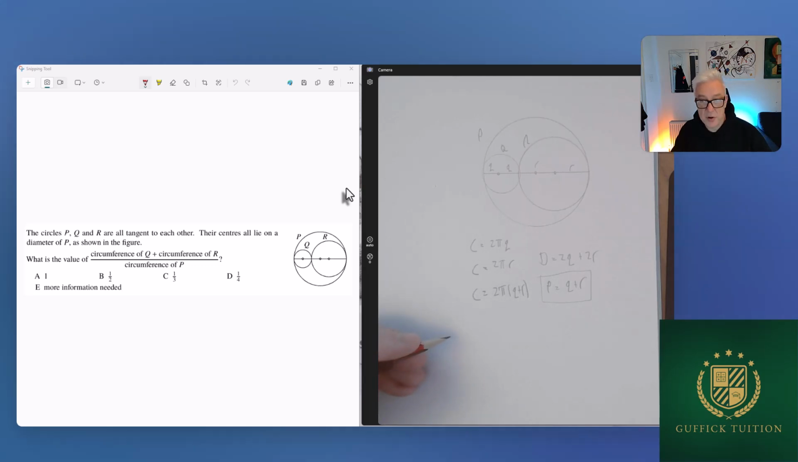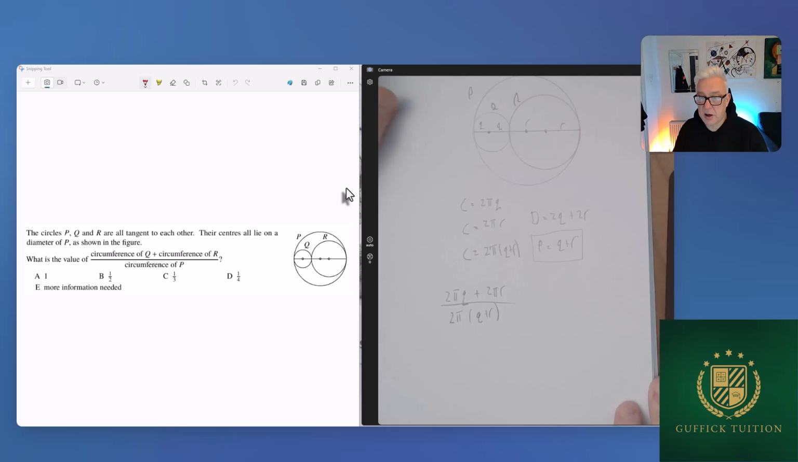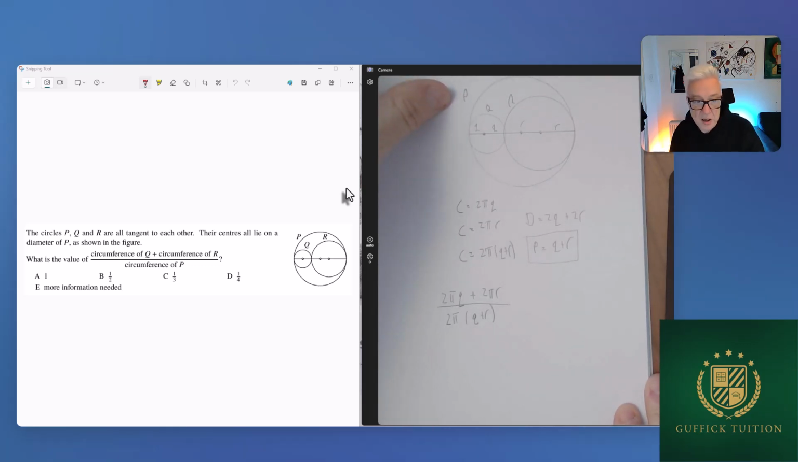So the circumference of Q, we've said, is 2 pi Q. The circumference of R, we've said, is 2 pi R. And we've said that the circumference of P is 2 pi times Q plus R. So that's our expression for what we're trying to find.